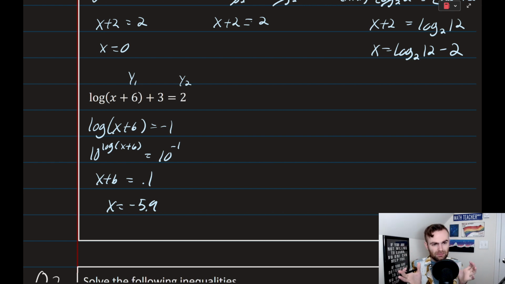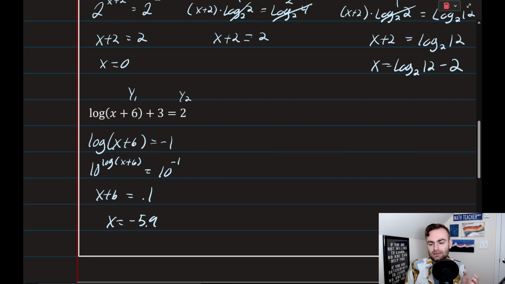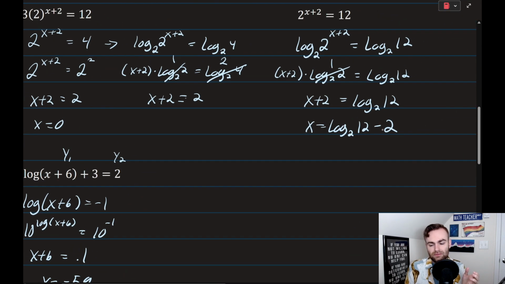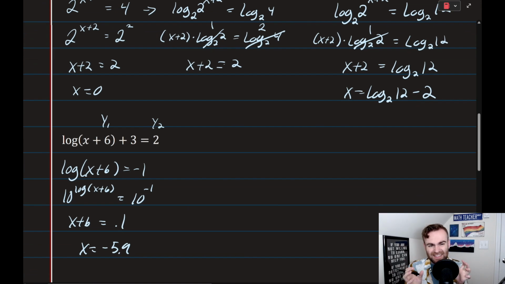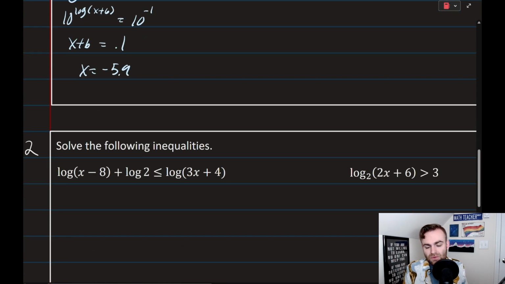The one problem you'll have is if you're looking for an exact answer, like this log base 2 of 12 minus 2, you're going to have to solve it by hand anyway. So sometimes it's quicker with the calculator, sometimes it's not. Just weigh your options there, but you have to know how to do it without because you're going to be asked to do it without. I digress. Let's move on to inequalities.